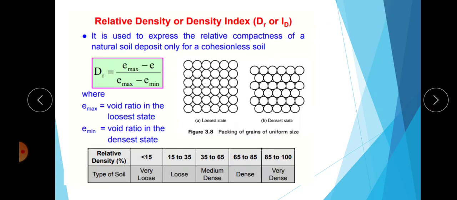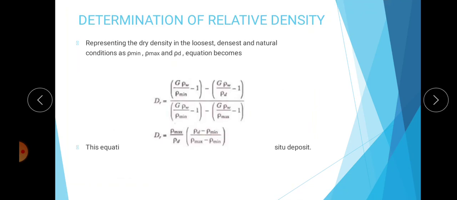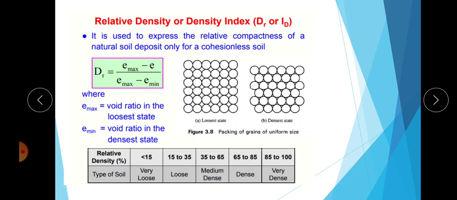The equation for calculating relative density is E max minus E divided by E max minus E minimum, and there is another equation in terms of density, that is rho max by rho D into rho D minus rho minimum divided by rho max minus rho minimum. You need not learn this equation by heart. Learn the first equation by heart and write E in terms of dry density. So this is about relative density. Thank you.